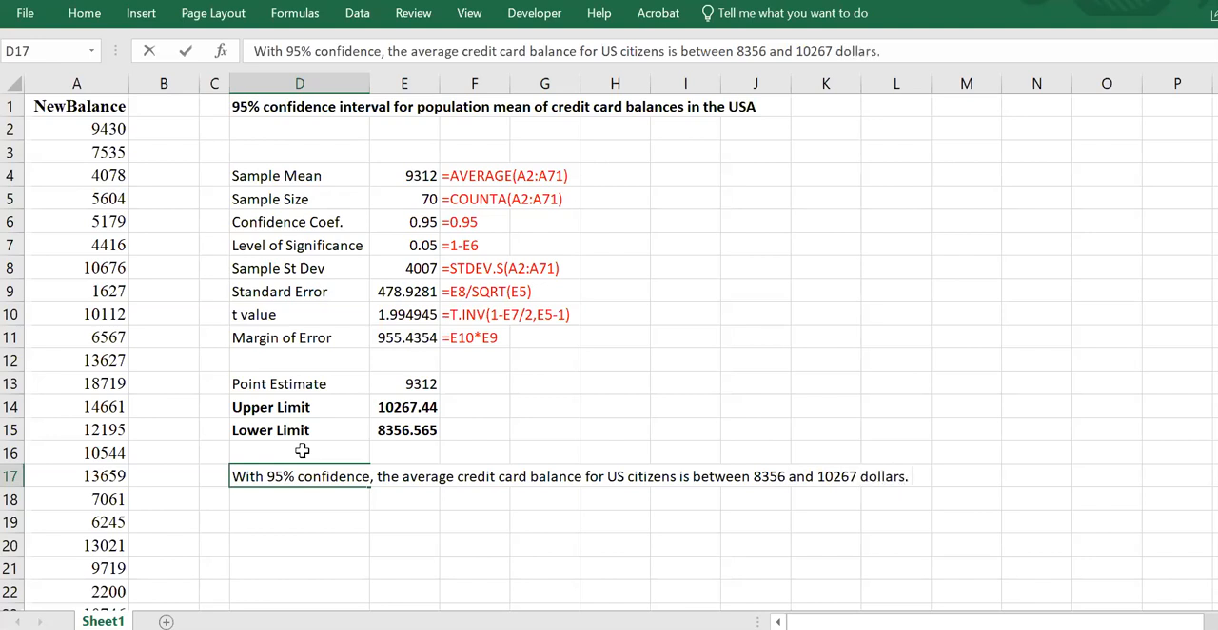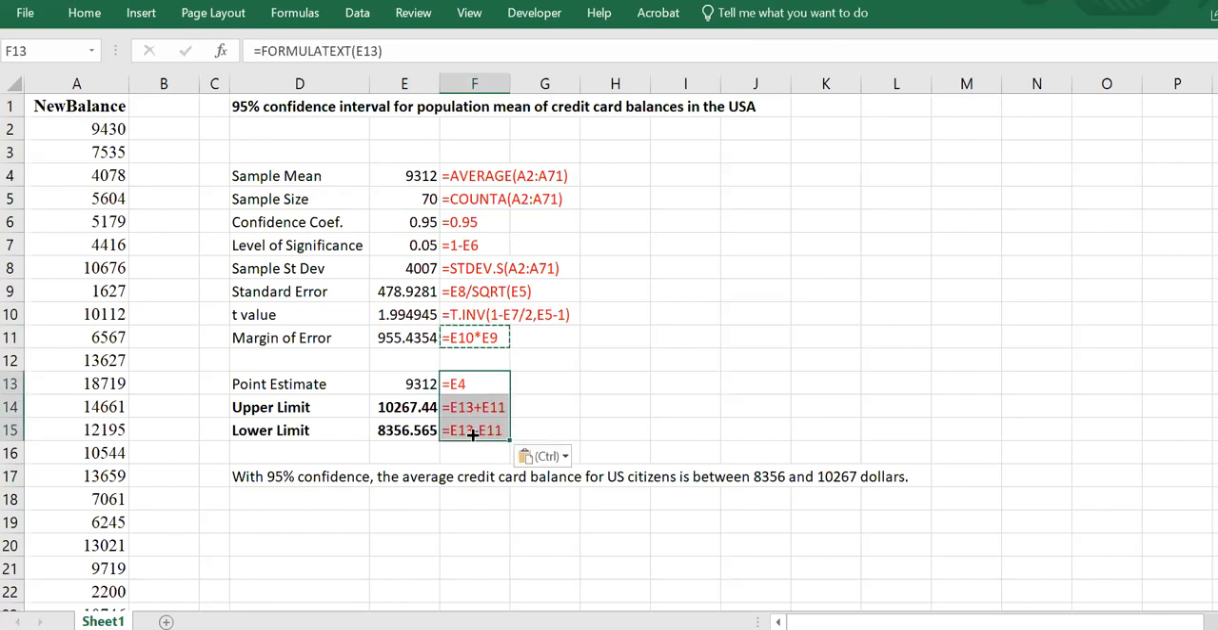With 95%, so we can say with 95% confidence that the average credit card balance for US citizens is between $8,356 and $10,267. And there is also a 5% chance that we're wrong, which means that it can be either lower than the lower limit, or higher than the upper limit. So if you want to get all these ingredients one by one and just do it this way, that's the detailed way.